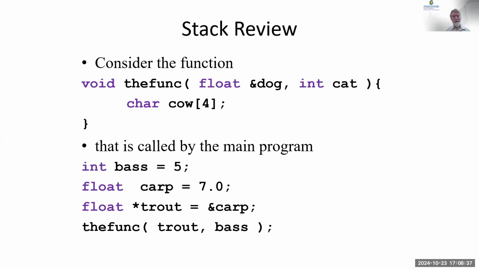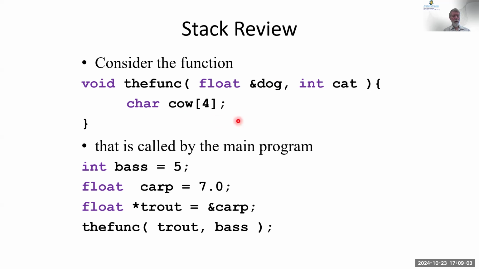Okay, let's talk about the stack. Let's imagine we have a function that takes a pointer to a float. The ampersand represents a pointer to a value which is a float. A float, again, is a 32-bit floating point number. A double is a 64-bit floating point number, so you can think of a float as a single. And then we have an integer, a regular old 32-bit integer.